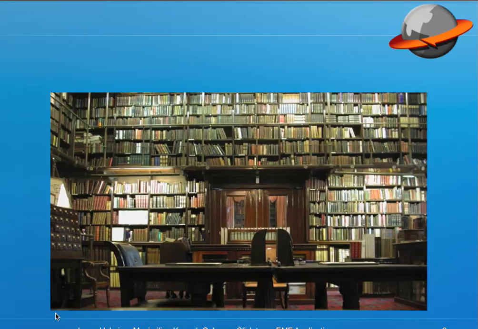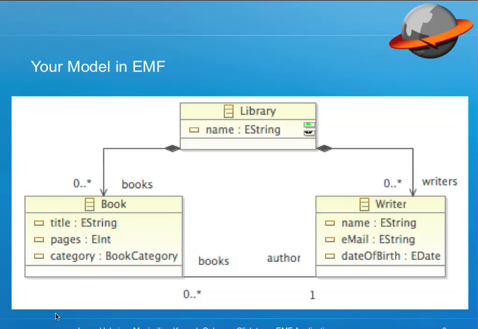So if you do this with EMF, probably the first thing you do is create a model. And it looks something like that. So we have a book entity, you have a writer entity, they have a couple of attributes and can be contained in the library. It's very easy to generate such models in EMF, and you can generate code from that.